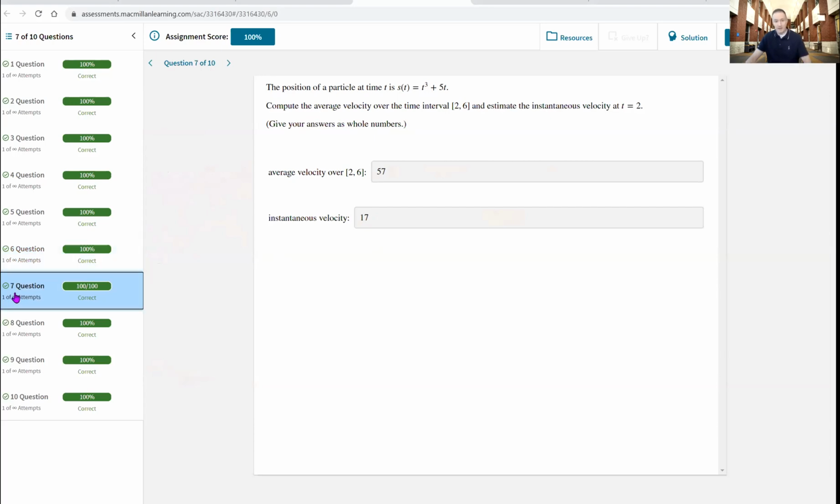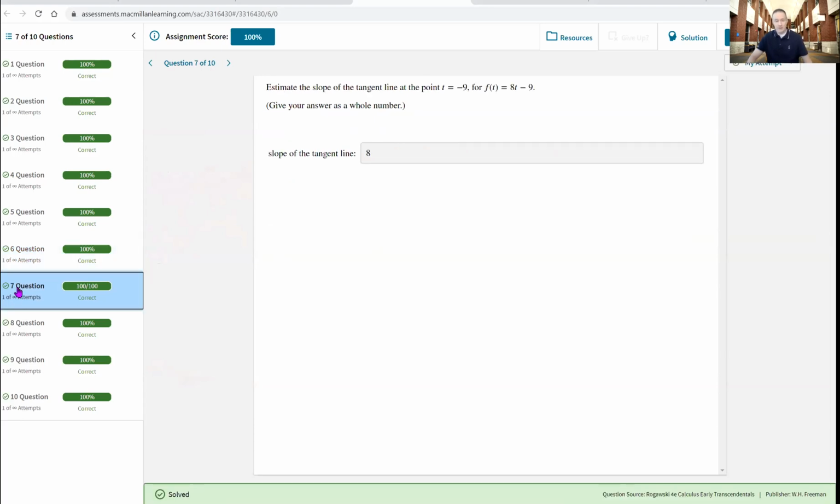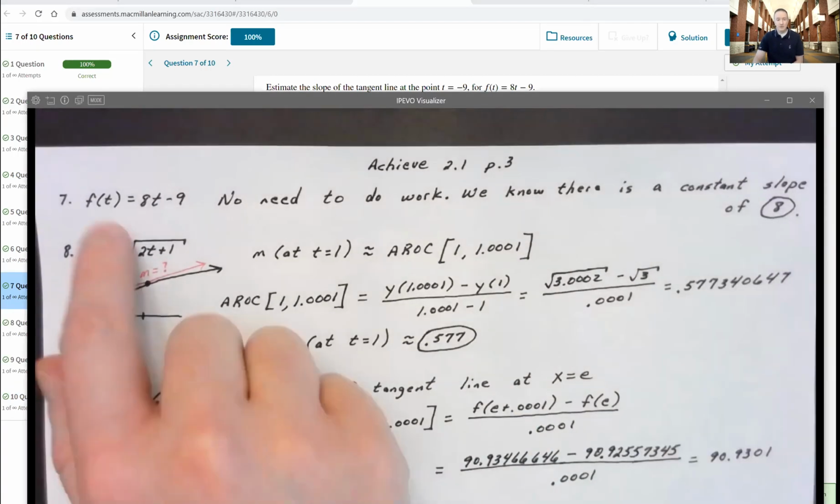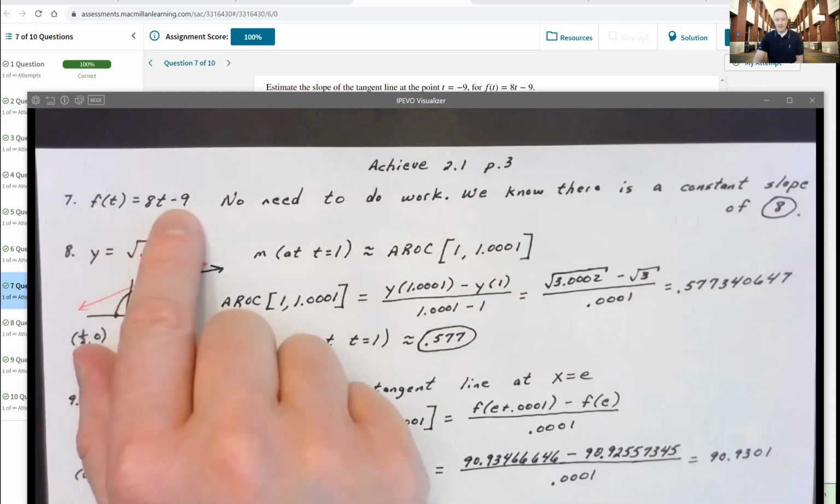Now, speaking of the only logical choice, number 7 was an insultingly easy problem. And the reason I say that is because there's really no work to show on it. It gives you a function f of t is equal to 8t minus 7, and it's asking you to estimate the slope of the tangent line when t is equal to -9.